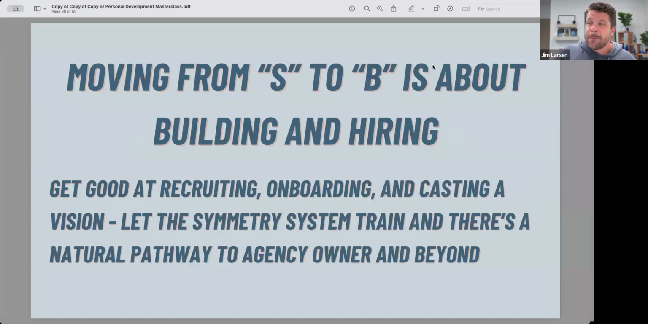Now, moving from S to B, remember, that is almost impossible, and people spend decades plus trying to do it and learning a lot what not to do. Here, we just have a roadmap. It is the one place you can go where the path from S to B is just laid out for you. Get good at recruiting. Get good at onboarding. Get good at casting a vision. Let the Symmetry system train, and you've got a natural pathway to agency owner and beyond. You've got a natural pathway with the systems already there that you just have to go leverage. It's as simple as that. There's a pathway here. You just have to follow the path. I've never seen anything like that.